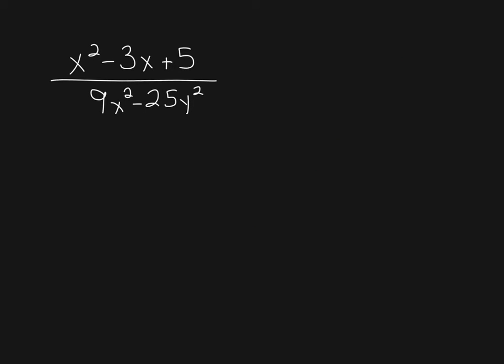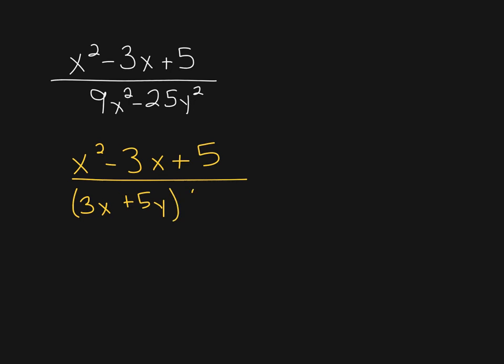Okay, another example. Let's factor our denominator. And this is a difference of squares. So let's copy our numerator here. So the square root of 9x squared would be 3x. The square root of 25y squared would be 5y. So 3x plus 5y, 3x minus 5y.